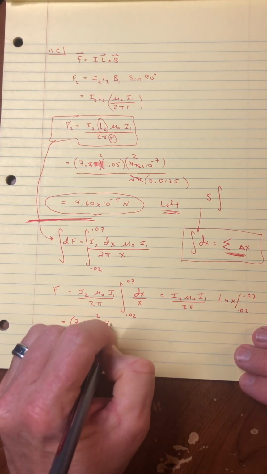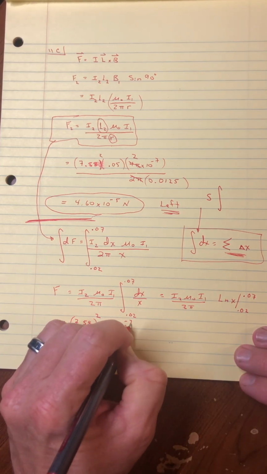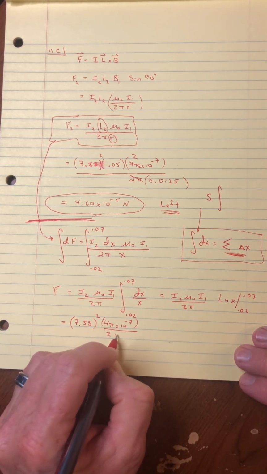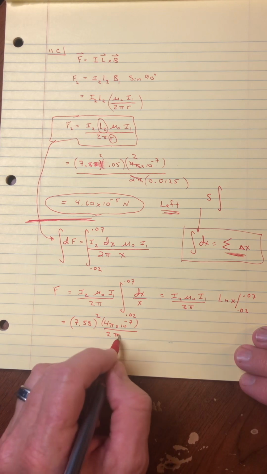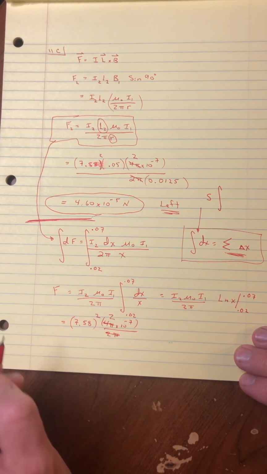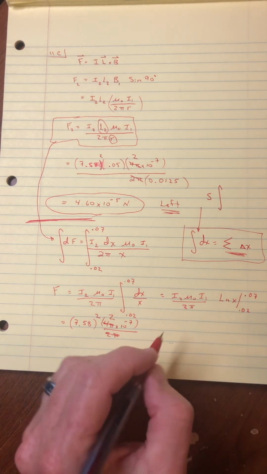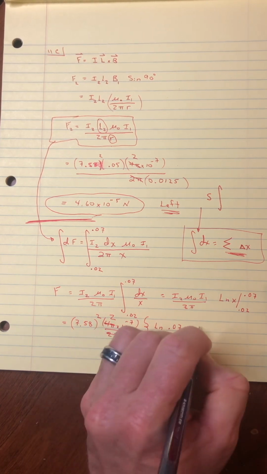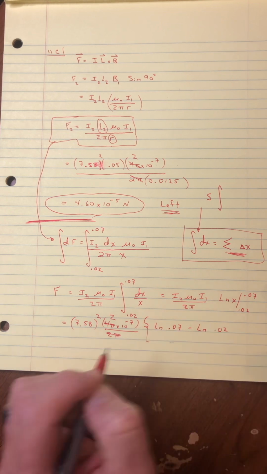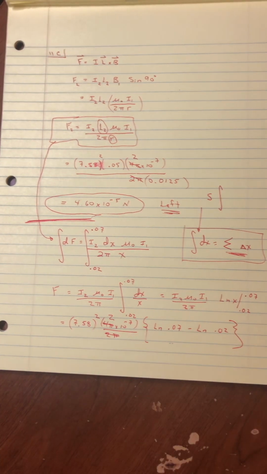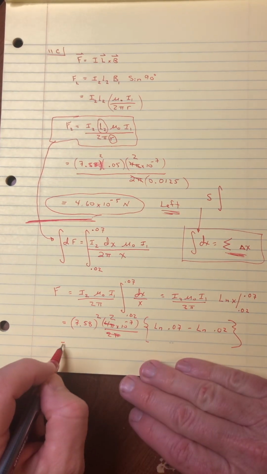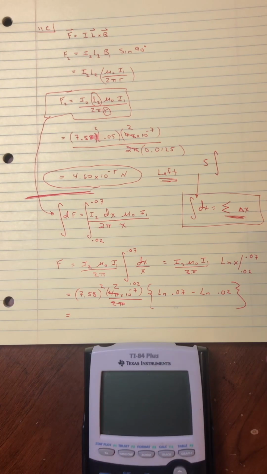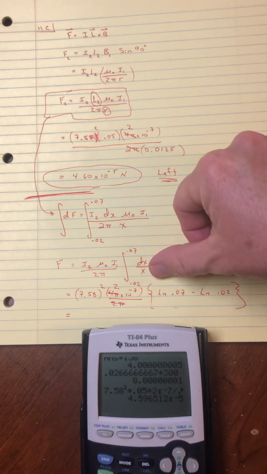Mu naught is the 4 pi times 10 to the minus 7, which when written over the top of that 2 pi reduces down to a 2. And then this is going to be the natural log of 0.07 minus the natural log of 0.02, which even that we can simplify into a quotient, but I don't think there's any point in taking the time and looking at the properties of logarithms. I'll just put it in. In fact, I'll do that one first.